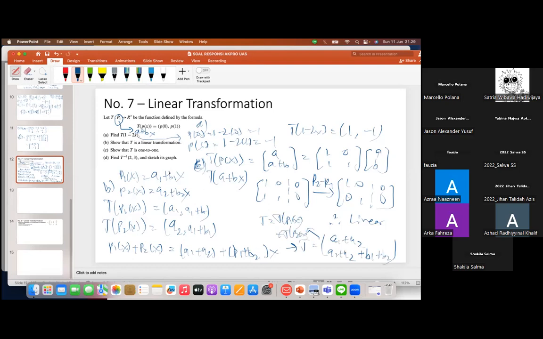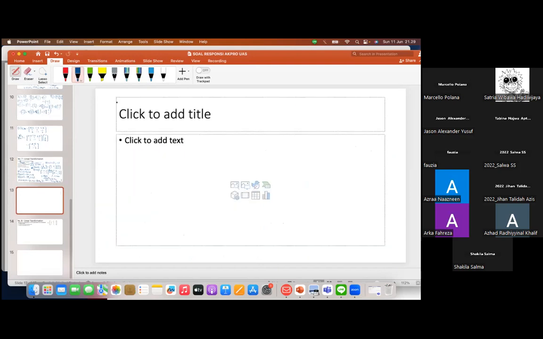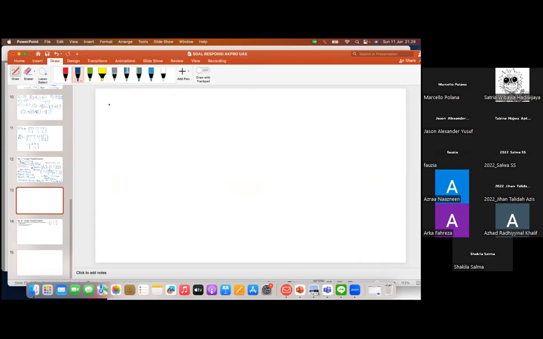Now, if you want, you can also go and prove the second axiom. So, yeah. T of KPx equals T of KA plus KBx equals (KA, KA plus KB) equals K times (A, A plus B). Hence, this is K T of Px. Hence, we've proven that it's linear.